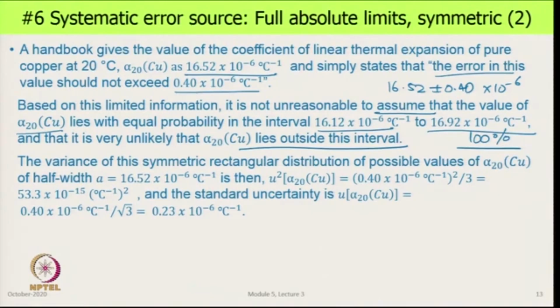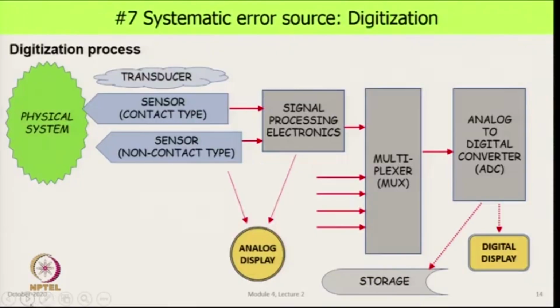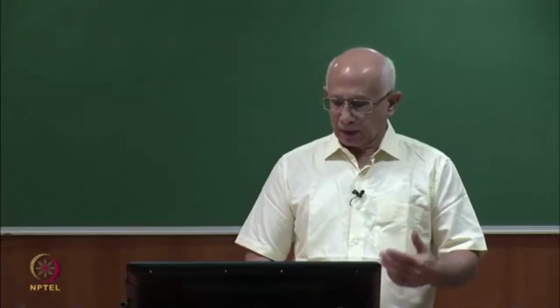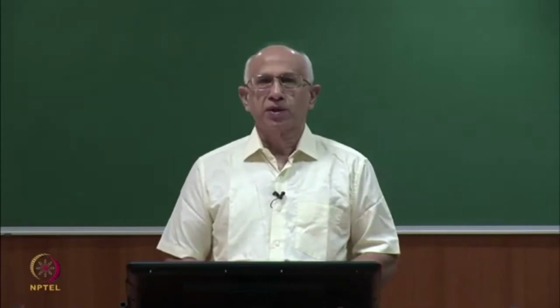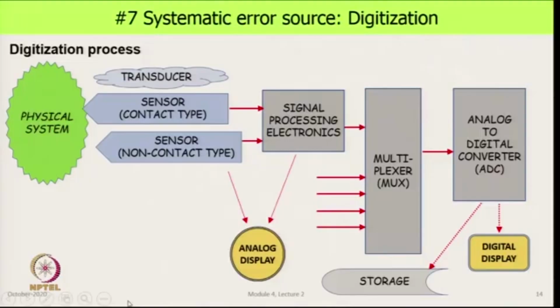The variance of this symmetric distribution, which we assume to be rectangular, we can calculate from this. The half width is this much, and the standard uncertainty is that value divided by square root 3, which is this much. So, those were some of the instances of calculating systematic standard error.